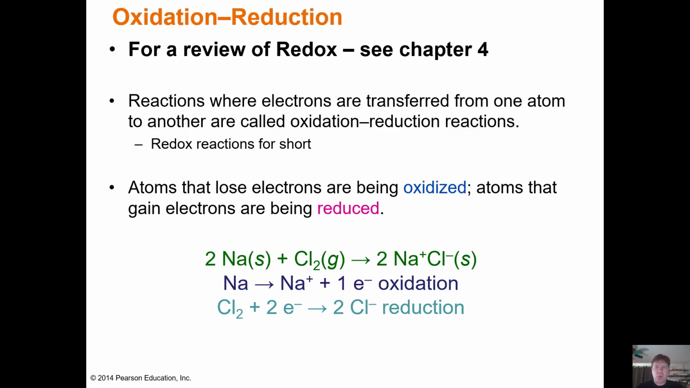Hello everyone. I wanted to talk a little bit about oxidation reduction reactions. This is a review. This is something that you should have covered in Chemistry 1A. For your textbook, it should be at the end of Chapter 4. If you have the most recent edition, it's possible that will be a different chapter.